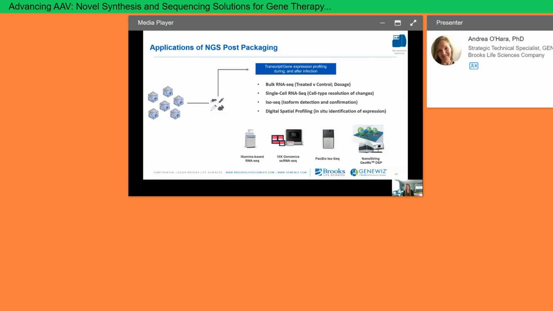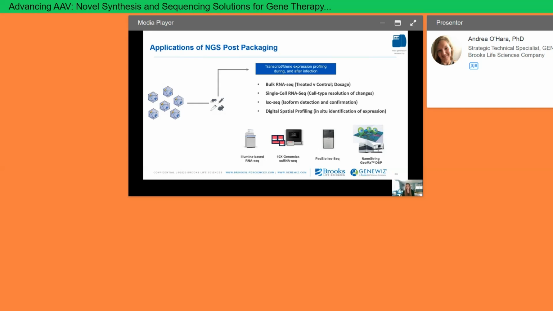We also offer PacBio IsoSeq, which is isoform detection and confirmation. Really ideal if our recombinant AAV is going to be providing a different transcript versus something that's already present in the cell. The idea here being, instead of looking for a species that's in addition to another one that's already present, versus say an example where we are introducing something that is no longer present with our novel gene therapy.